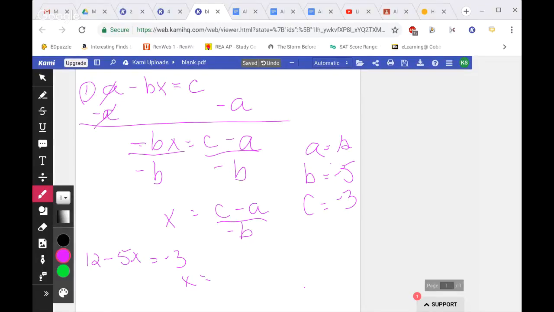So you would have -3 minus 12 all over -5. So that's equal to -15 over -5. So X equals 3.